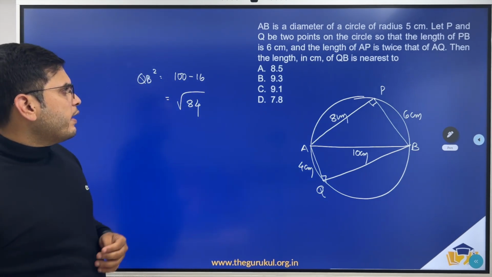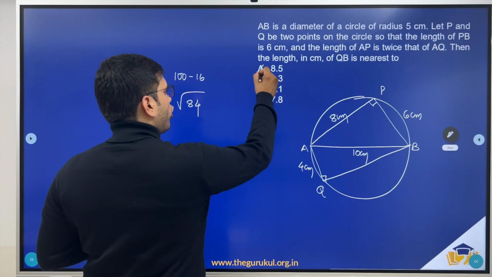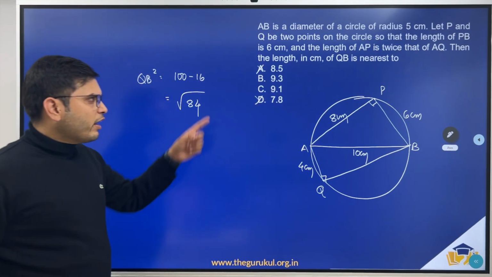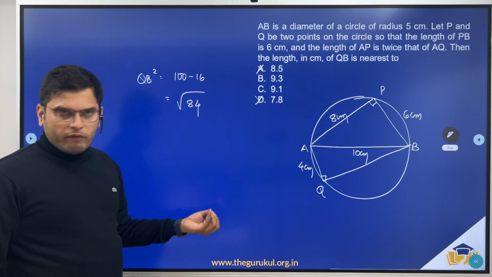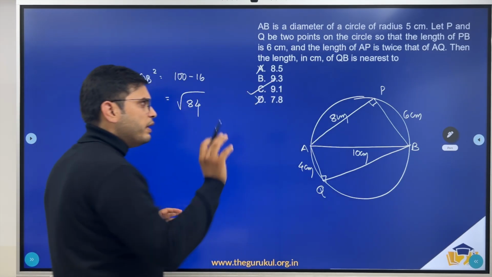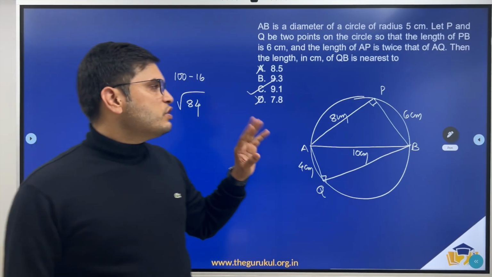Right, so it should be greater than 9. So you'll get to eliminate options A and D. Now that cannot be 9.3 because 84 is close to 81. So approximately I can mark the answer as option C, 9.1.